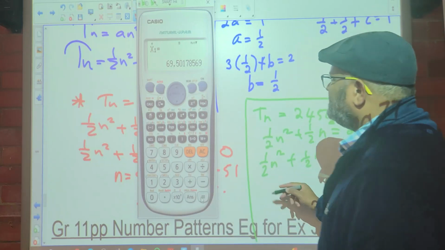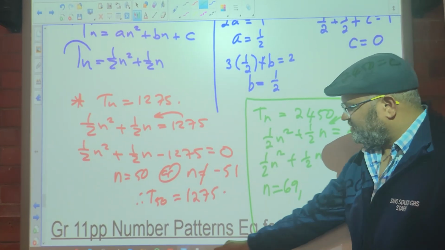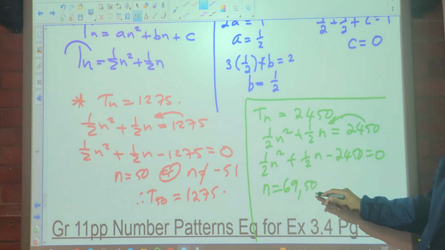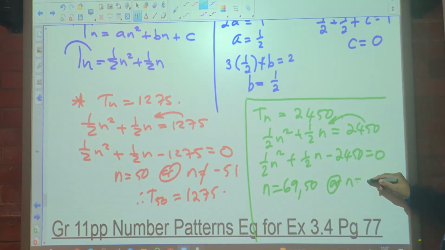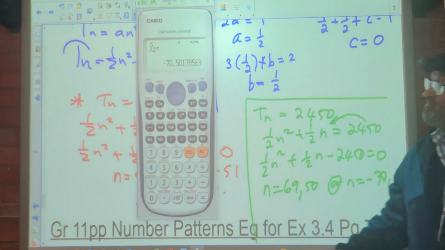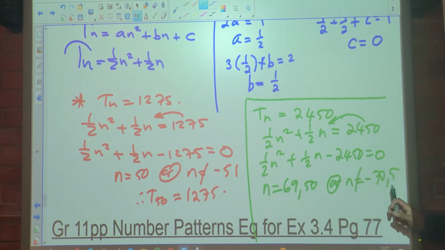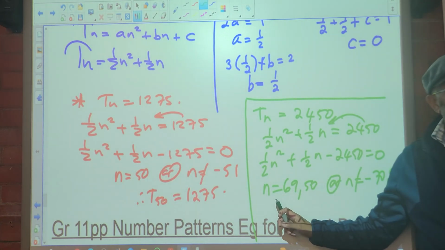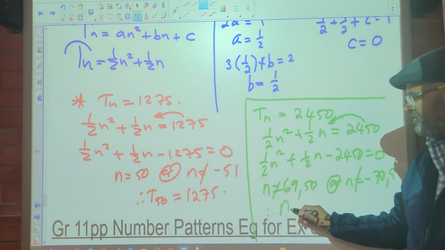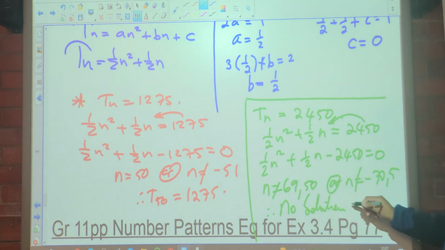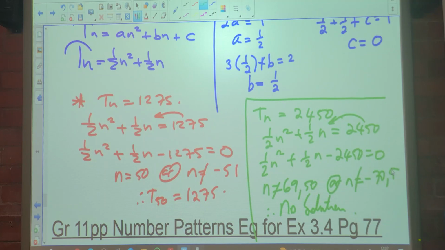What do we know about n? Firstly, it must be positive, which is the case here. What else do we know about n? It can't be a decimal. It can't be this one. It can't be that one either. So what does that mean? That means, therefore, no solution. Which means there's no position number, or no stage number, that has 2450 dots.